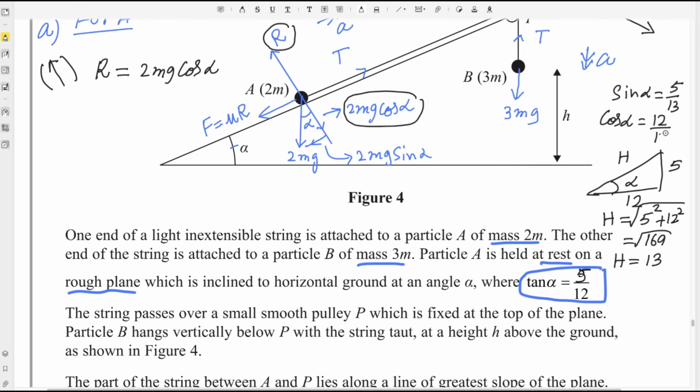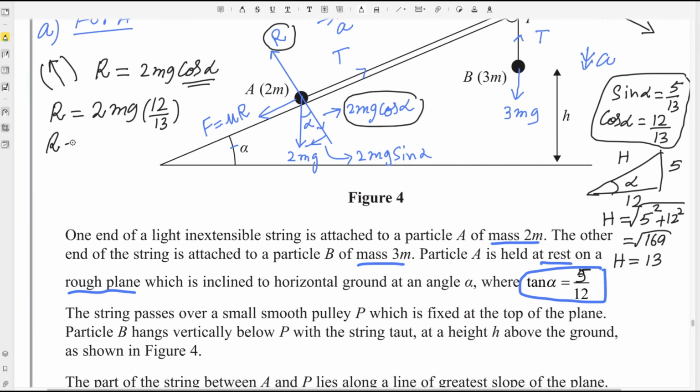Hypotenuse is 13. So these are two other trigonometric ratios. You have to find these values. And we can use this value here now. Cosine alpha is given, and that is equal to 12 over 13. So you could get the value of r from here. It will be 2mg cosine alpha. Cosine alpha is 12 over 13. Hopefully you understand it. And you can simplify this one as well. So 12 multiplied by 2 is 24 over 13 mg.